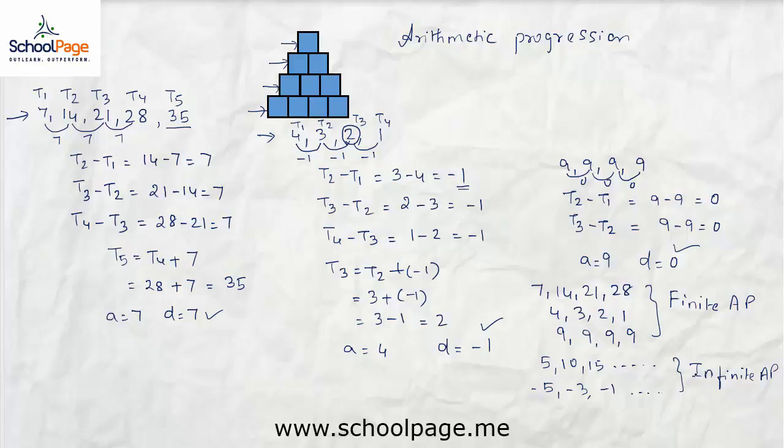Now the general form of an AP is given by A, A plus D, A plus 2D, A plus 3D, and it goes on. This is the general form of an AP.